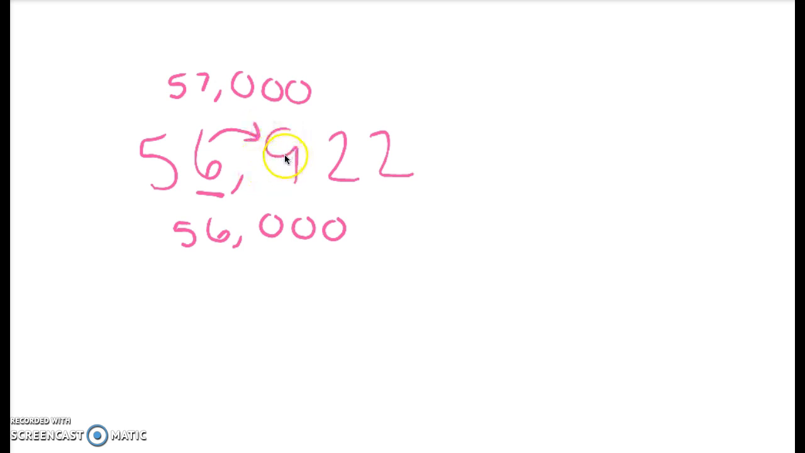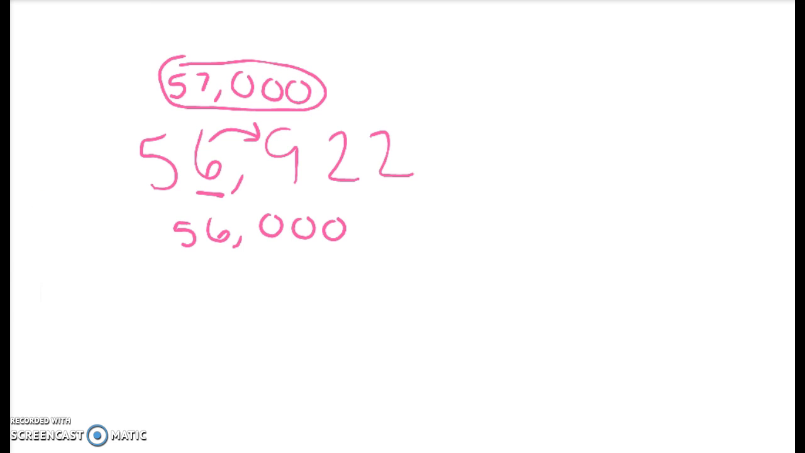So this 900, when we think about 900, we think, is that almost going to be another 1,000 and give this 6 another 1,000, become 57,000? Or is it closer to just being 0 and this 6,000 stays the same? So we have a little trick: 5 or more, raise the score. 4 or less, let it rest. So 9 is obviously 5 or more. So that 6 would become a 7 because 900 is really close to being another 1,000. So our answer would be 57,000.